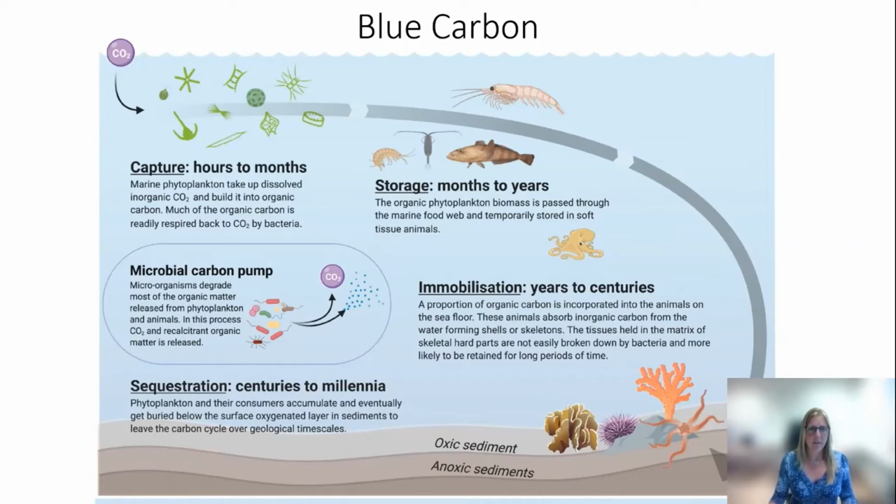So if we start on the top left, carbon is captured by phytoplankton through photosynthesis and held for hours to months. As this captured carbon is consumed through the food web, it becomes stored in body tissues for months to years. Carbon is immobilized in shells and skeletons of marine animals for years to centuries. So here we're looking at the benthic organisms on the seafloor. When this is buried below the aerobic surface layers of sediment, it is sequestered for centuries to millennia. Sequestration is key, as this carbon is permanently removed from the carbon cycle.